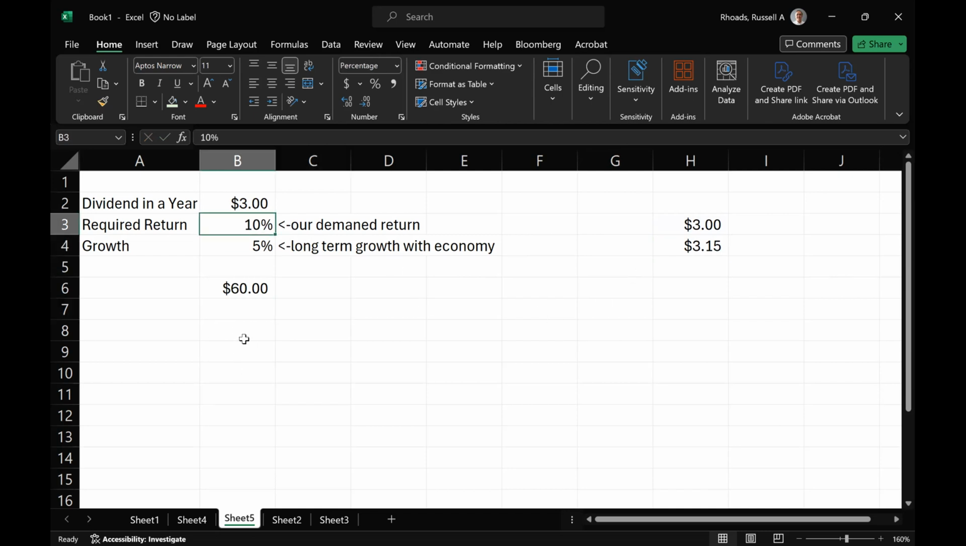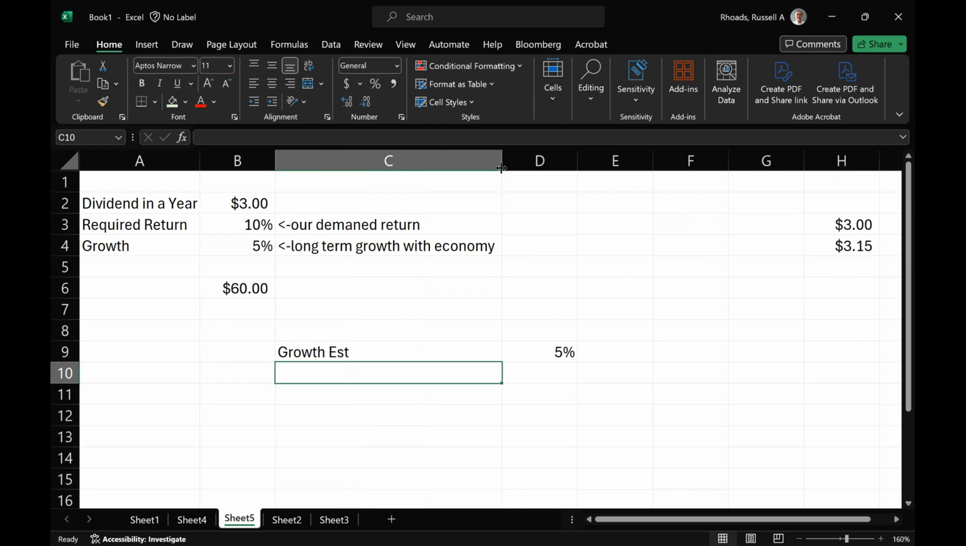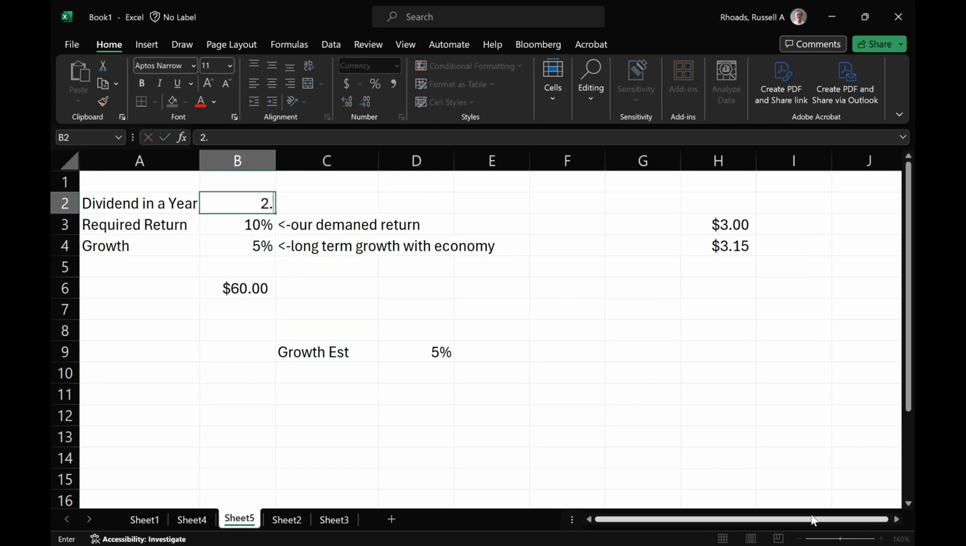What you can do, if you know that the company's growth estimate is 5%, so we're estimating the company's going to grow at 5%, and we've done a whole bunch of analysis, et cetera. If we know that the growth is 5% and this company has a dividend yield, you know what, I'm going to change this to $2. You'll see why in a second. So, $2 dividend in a year.